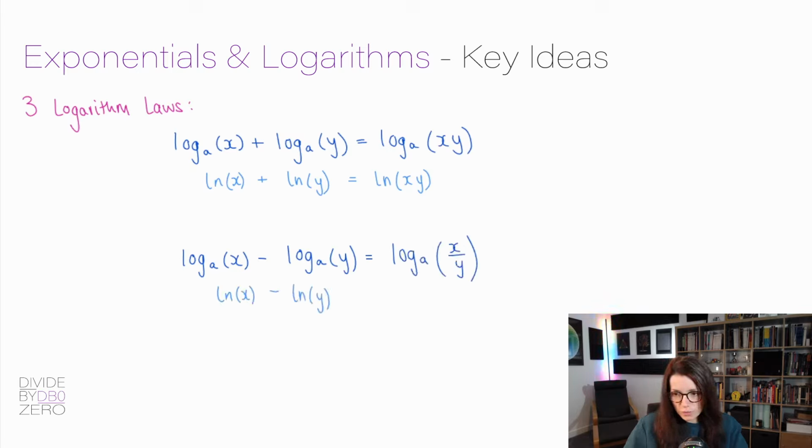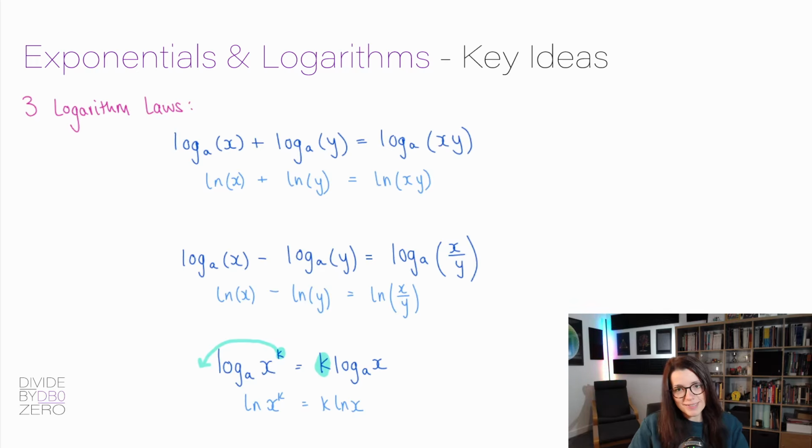The ln equivalent is here. And then the third and final law: log base a of x to the power of k is equal to k log base a of x. So for this one, you're taking the power of x and bringing it down to the front. The ln equivalent would be ln x to the power of k equals k ln x. Really important that you memorize these as soon as possible.